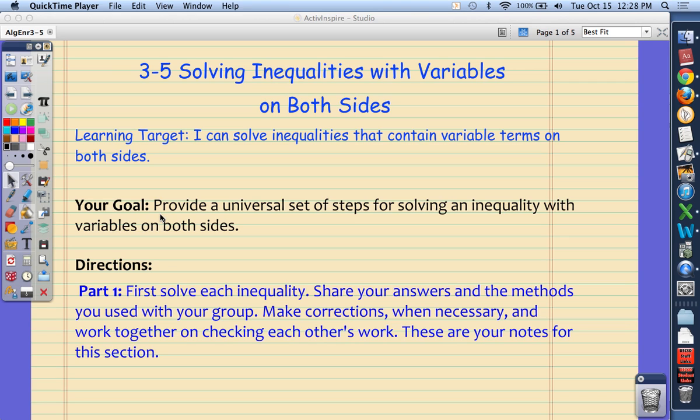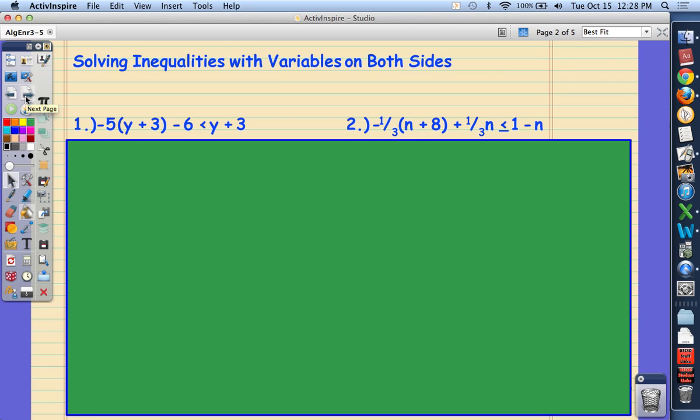After that, you're going to create a universal set of steps for solving an inequality with variables on both sides. So that's going to be part 2. So copy down the target, and then for part 1, just pause the video, solve these 4 examples. These are the first 2, and then press play to go over it. I'm going to just show my work and go over it quickly, so it's up to you to do the work on your own.